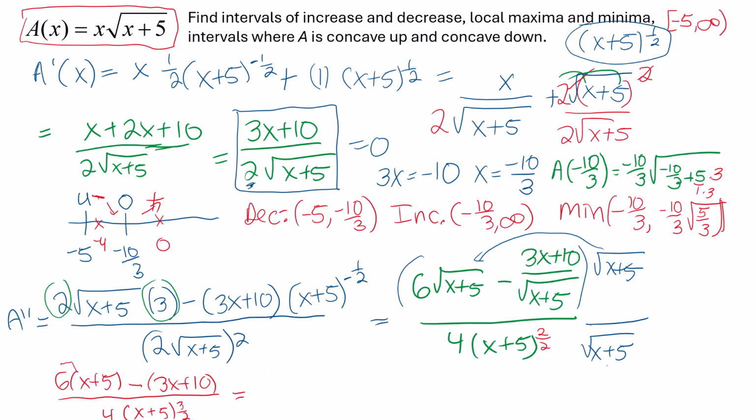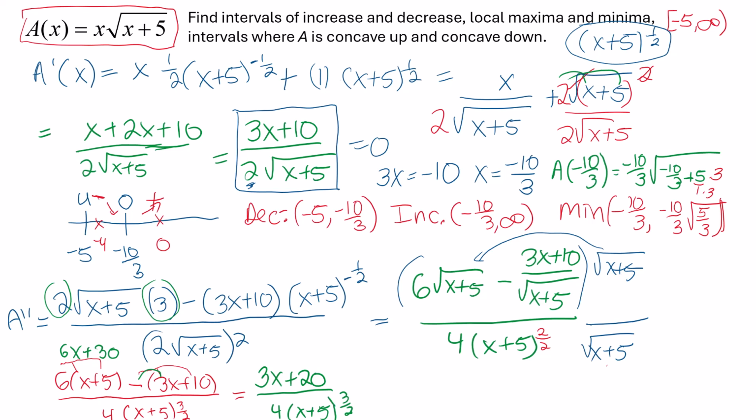I'm going to distribute these through and make sure this negative gets to these guys, and then I'm going to combine like terms. So 6x plus 30, I'm just going to write it above because there's not any room. Okay, and then 6x, this negative will go to the 3x, and 6x minus 3x is 3x. 30 minus 10, which is plus 20, and that's all over 4 times x plus 5 to the 3 halves. So that's my second derivative.